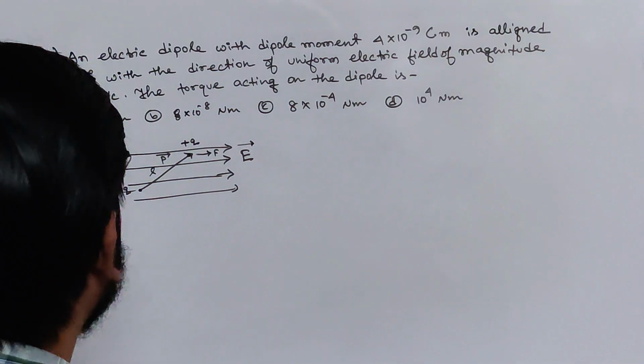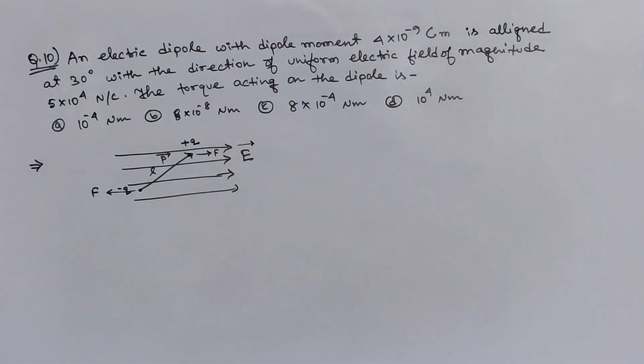Question 10: an electric dipole with dipole moment 4 into 10 to the power minus 9 coulomb meter is aligned at 30 degrees with the direction of a uniform electric field of magnitude 5 into 10 to the power 4 newton per coulomb. The torque acting on the dipole is, out of these 4 options, which one is correct? You have to choose. Okay.